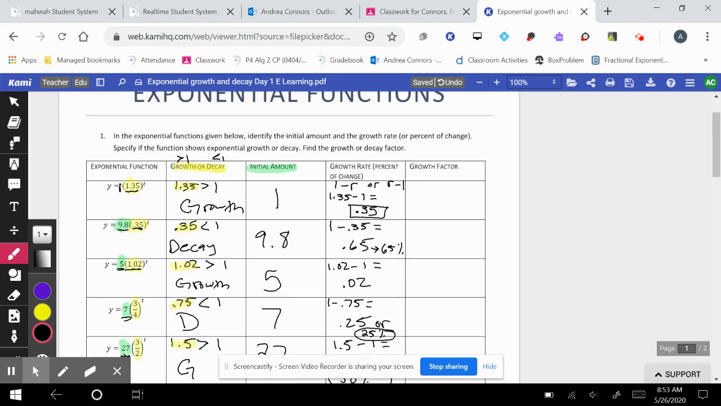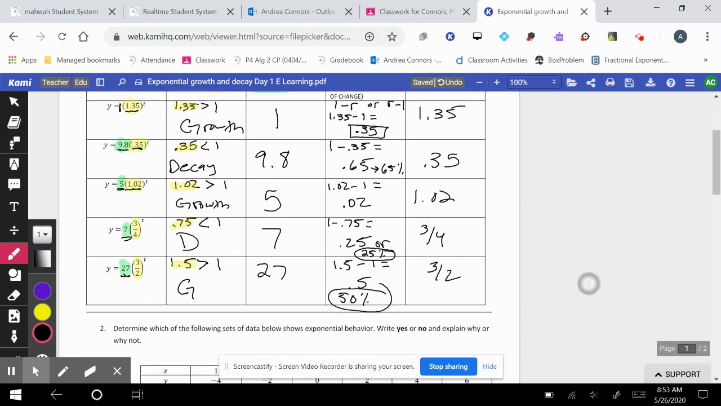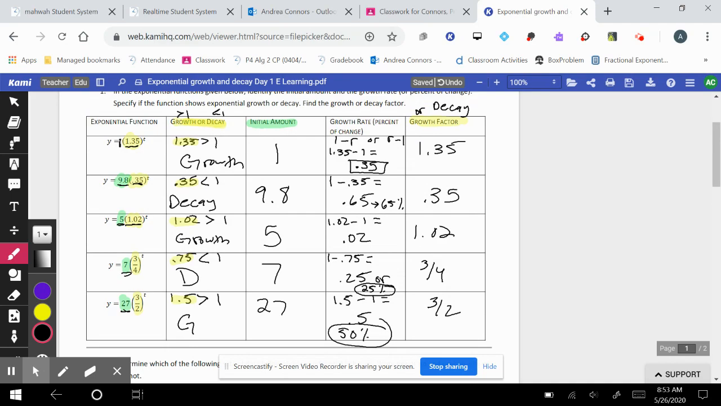Your growth factor is the entire yellow thing. So 1.35, the entire thing in the parentheses. That is your growth or decay factor. So 1.35, 0.35, 1.02, 3/4 or 0.75, and 3/2. Okay. If you have any questions, please let me know.